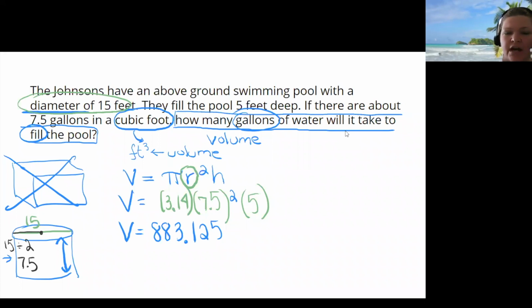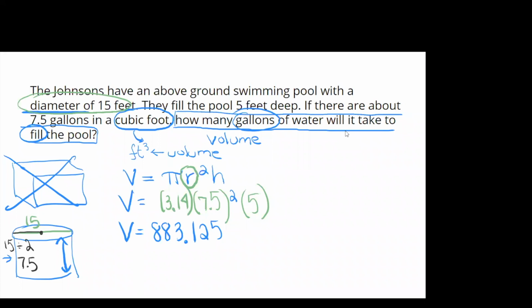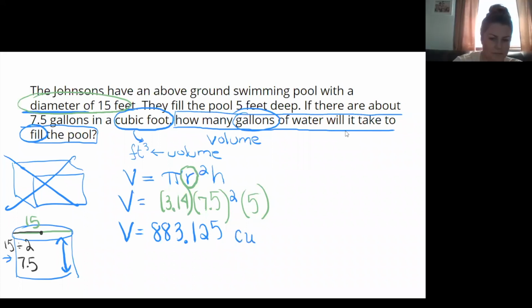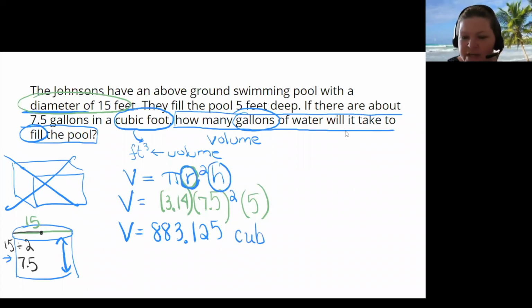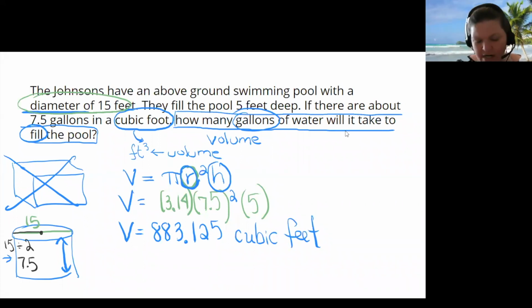This is 883 what, guys? Cubic feet. I just multiplied feet by feet by feet, those 2 radius and the height. I'm looking at cubic feet. And the question does not say how many cubic feet of water. It says how many gallons of water. Dang it, I am not done.